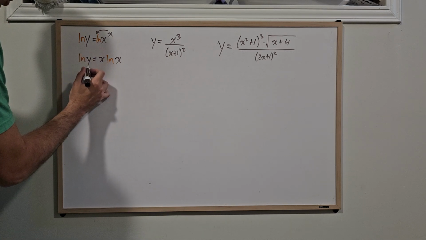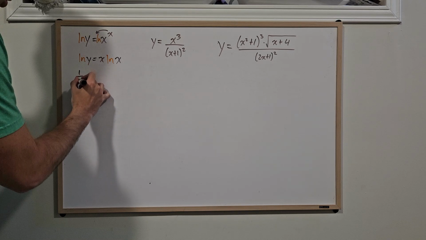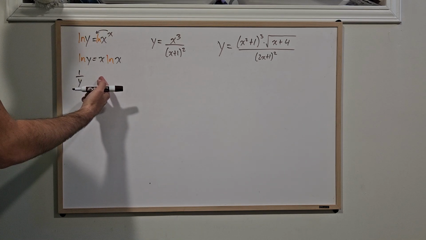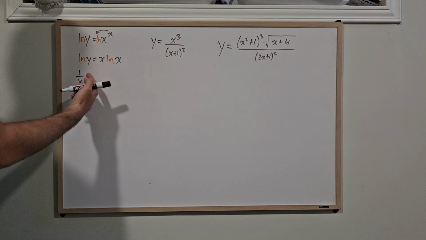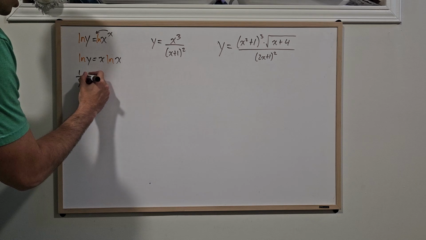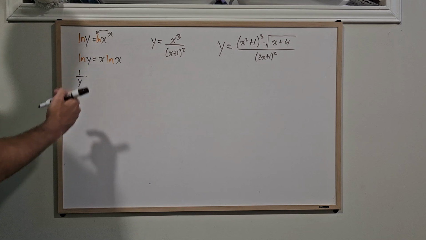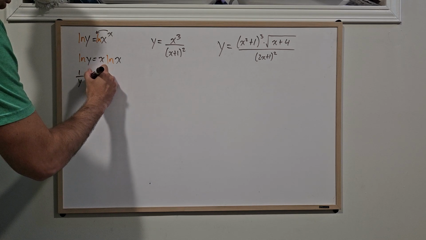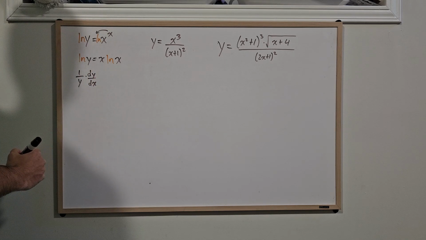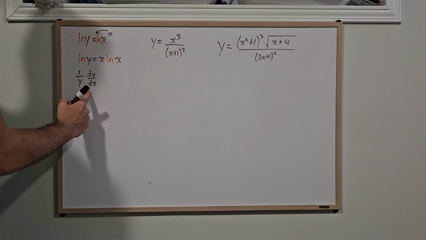It's going to look something like this. The derivative of the outside is just going to be 1 over y, because the derivative of natural log of x is 1 over x. This time we have the y, which is a function of x, so we're going to put 1 over y. And then we're going to multiply by the derivative of the inside function, which is going to be our dy dx. So that's what we have on the left-hand side.